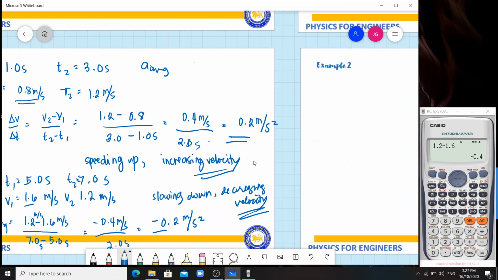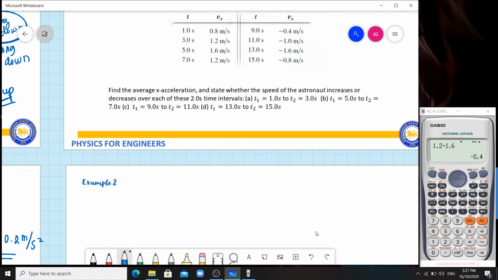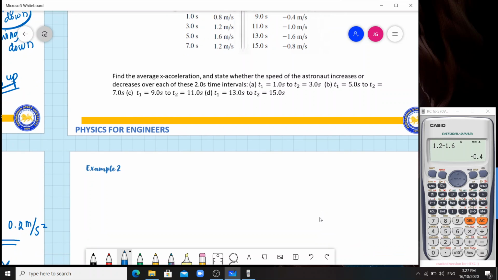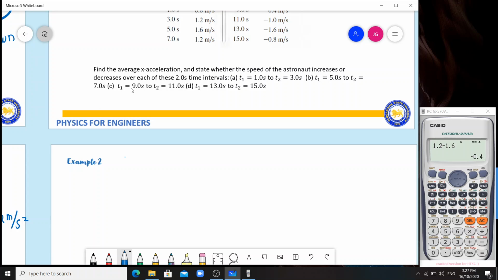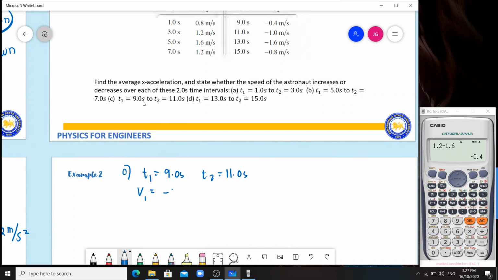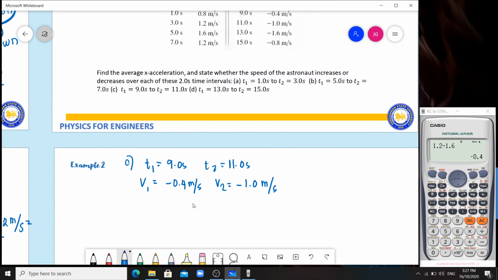Okay. So next, example number 2. Dun pa din, letter C. Yan. Sa time interval naman na 9.0 seconds hanggang 11.0 seconds. Okay, ang V1 natin dito, at 9 seconds ay negative. Guys, kapag ang velocity ay negative, ibig sabihin going towards the datum siya, okay? V2 is negative 1.0 meters per second, going to the datum, okay? Pati itong negative 0.4. And then we have to get the average acceleration.